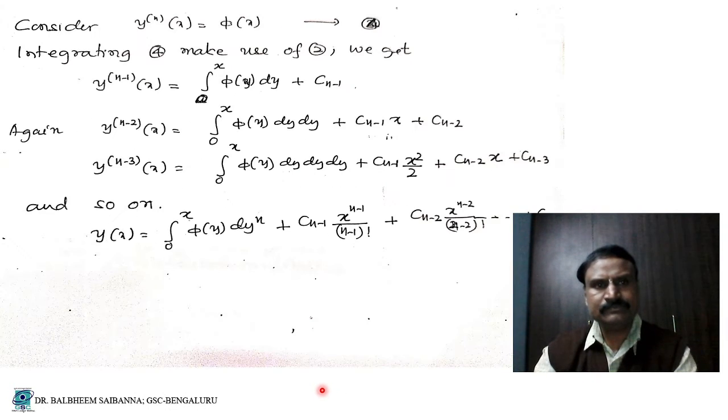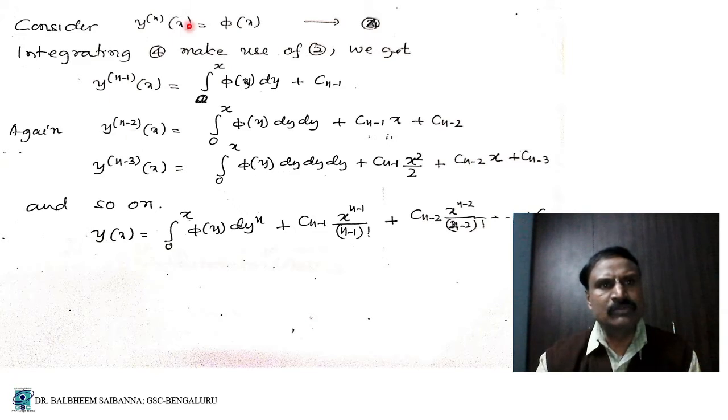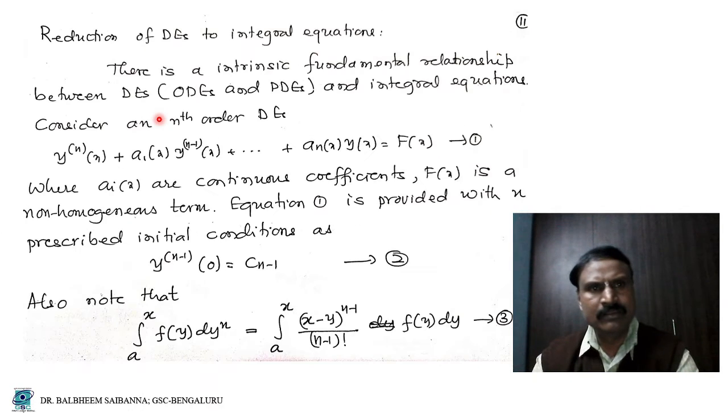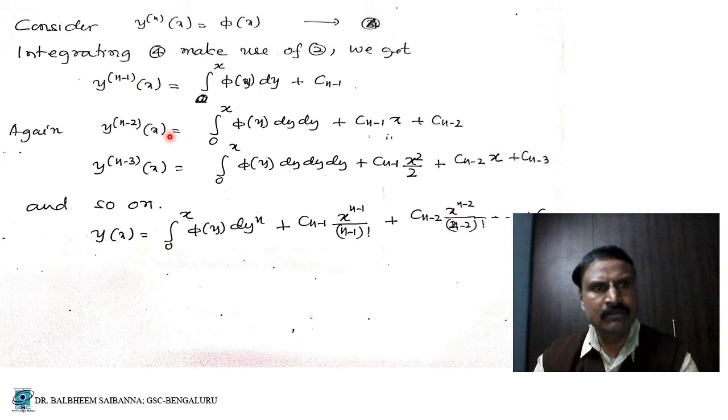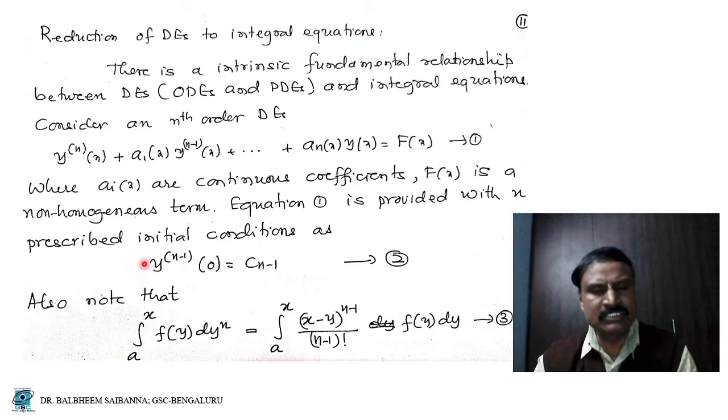So next, consider y to the power of n of x is equal to phi of x. That means, in the differential equation, the highest order derivative you consider as phi of x, called equation 4. Integrating equation 4, make use of equation 2. Where is equation 2? This equation, the initial conditions.